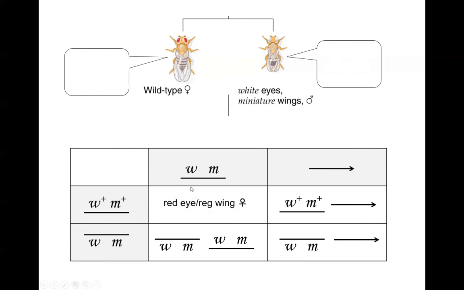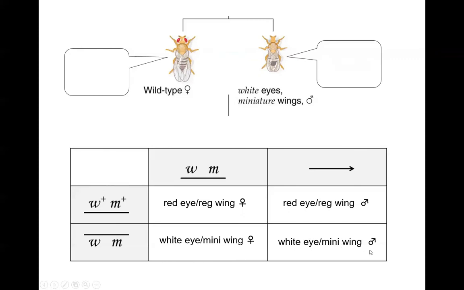Phenotypically, we can translate this to red eye with regular wing, so wild type for both traits. Red eye with regular wing, male, wild type for both traits. Here, we'll be looking at white eye with a miniature wing, female fly. And here, white eye, miniature wing, male fly.